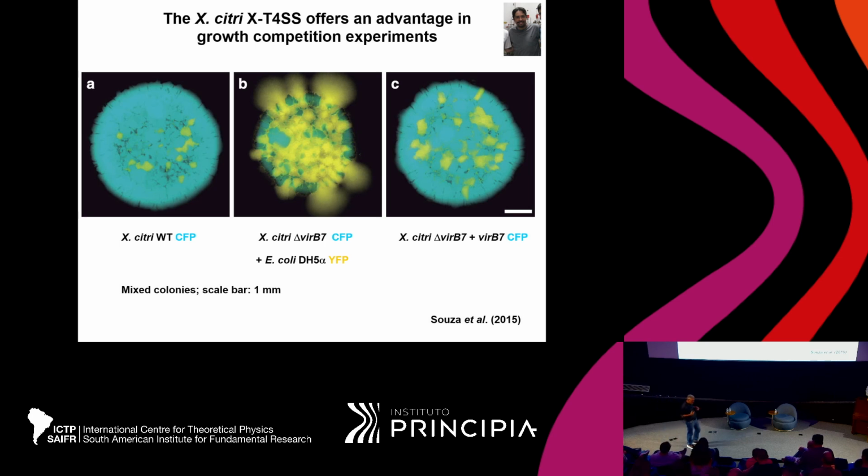This is basically showing that if you mix Xanthomonas citri, which is colored in cyan, with E. coli, which is colored in yellow, and grow them on a petri dish, the Xanthomonas citri cells will out-compete the E. coli cells, even though Xanthomonas citri is a relatively slow-growing bacteria compared to E. coli. But if you knock out the type 4 secretion system, then the E. coli will outcompete the Xanthomonas. So this type 4 secretion system seems to be involved in competition.